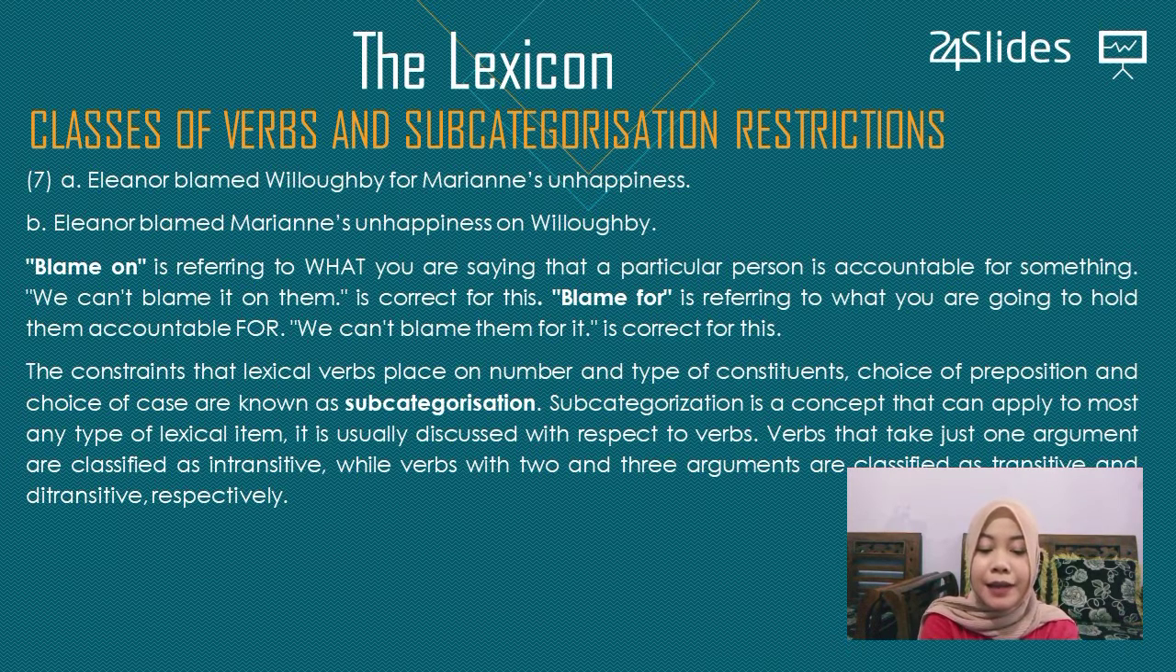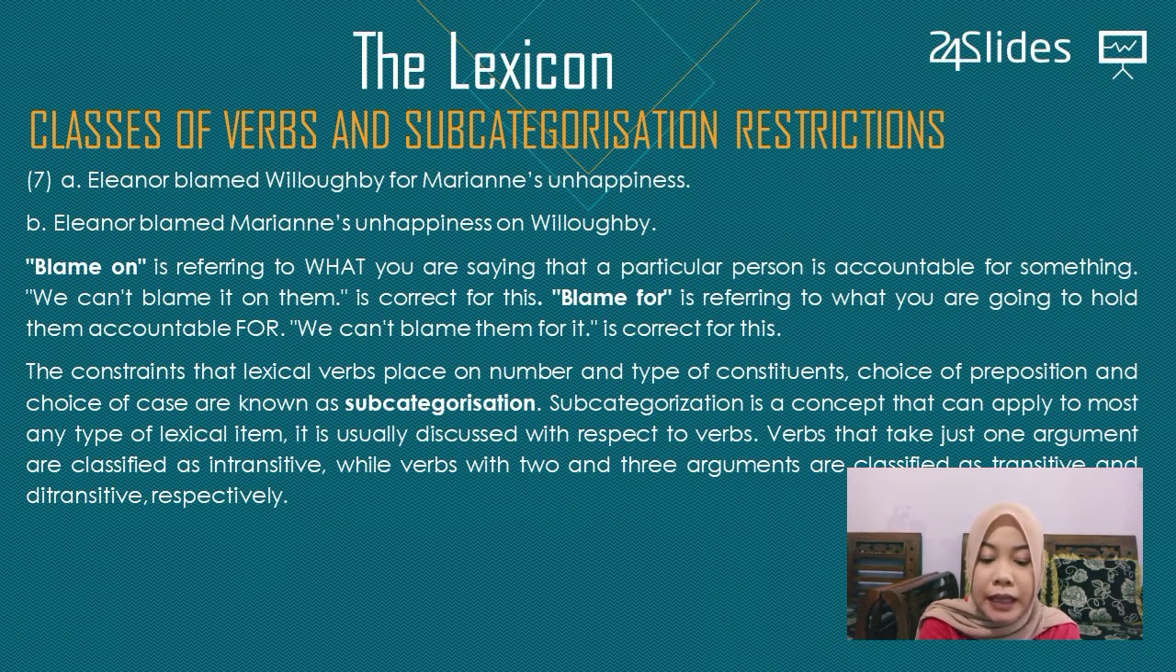Oke, masih membahas tentang classes of verbs and subcategorization restriction. Di sini ada contoh. Yang pertama, A: Eleanor blamed Willoughby for Marina's unhappiness. Dan B: Eleanor blamed Marina's unhappiness on Willoughby. Nah, di sini fokusnya pada perbedaan antara blamed on sama blamed for.